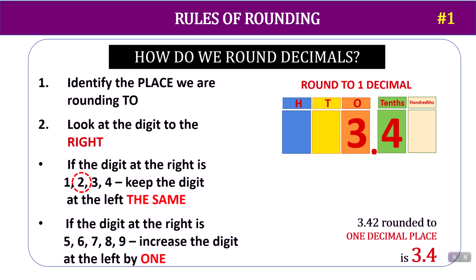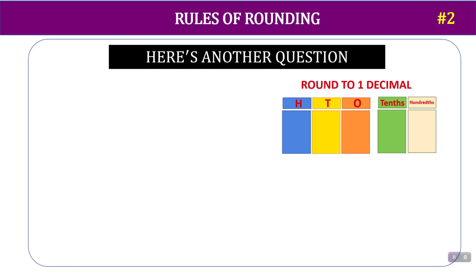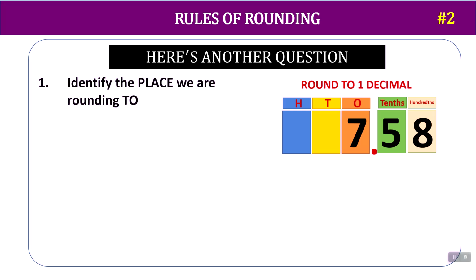We can see our answer has one digit after the decimal point, and so this is now rounded to one decimal place. Let's look at number 2. Here's another question. If we wanted to round to one decimal place, the number 7.58, what do we do? First of all, we identify the place we're rounding to. Again, we're rounding to one decimal place, which is the 10th column. Step 2 says we look to the right. The digit at the right, in this case, is an 8.